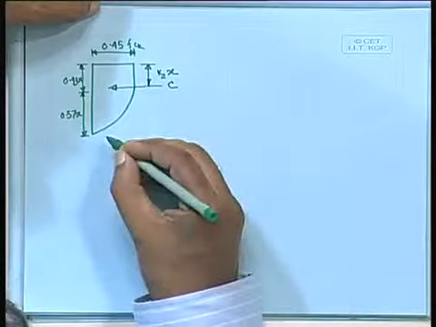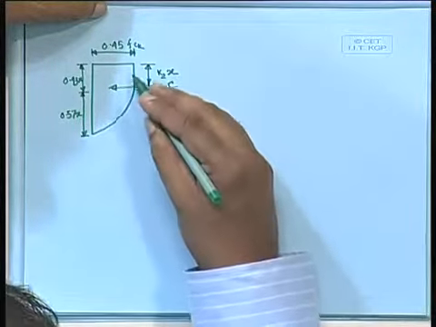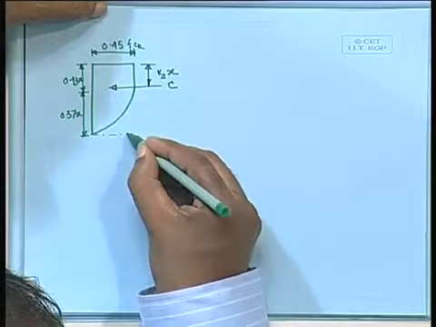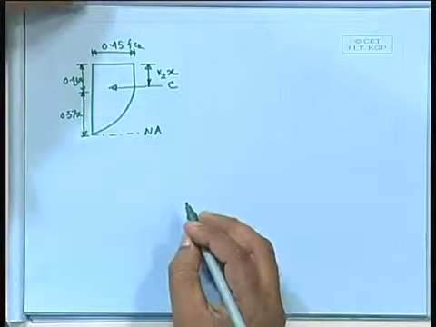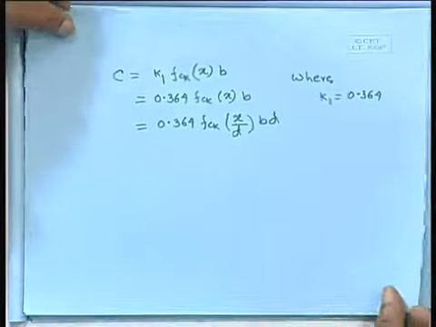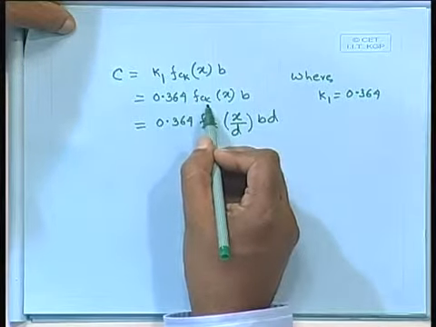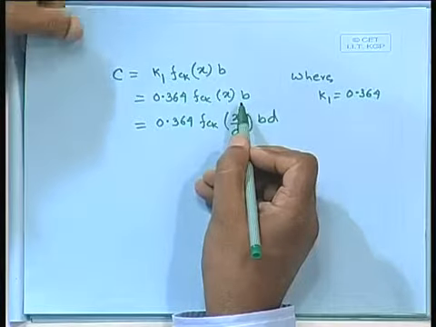We shall take the moment about the neutral axis. This is our neutral axis. If we take moment about the neutral axis, already we have computed that C is 0.364 fck xb, that is the total force. Already we have computed that.